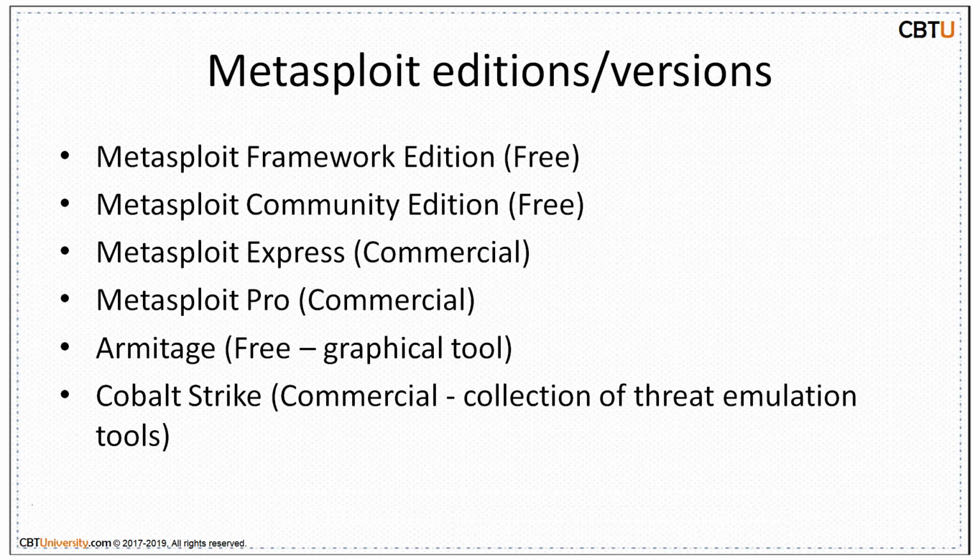These are the various editions and versions available. Armitage is a graphical user interface for the Metasploit Project. It visualizes the targets and recommends exploits. And Cobalt Strike is a commercial version.